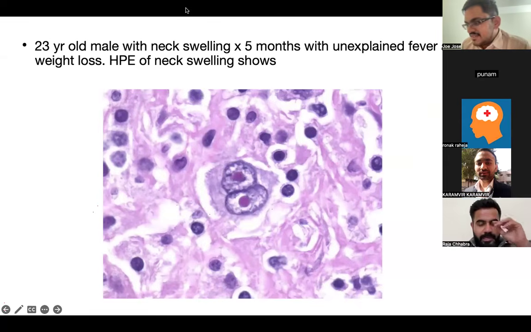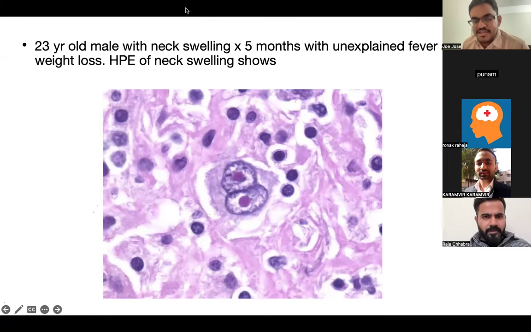There's a histopath slide of the lymph node showing an owl-eyed appearance, bilobed nucleus, likely a Reed-Sternberg cell consistent with Hodgkin's lymphoma. Okay, good. Yeah, so, a classic Hodgkin's lymphoma appearance.